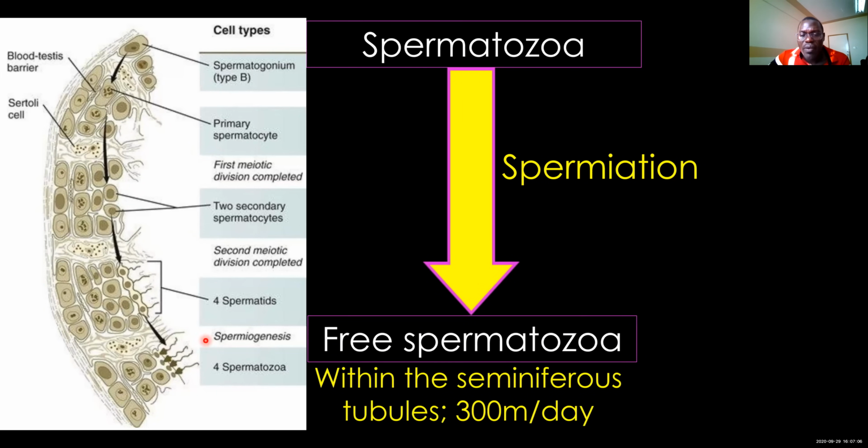In a single day, a man produces about 300 million sperms. It's a continuous process. You can just conclude and say, what a waste.